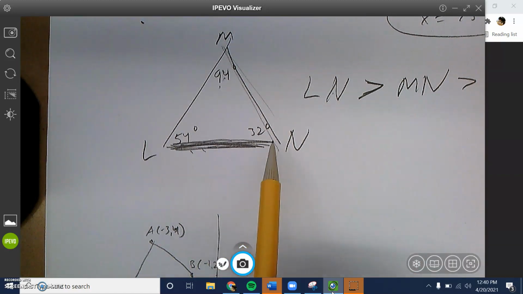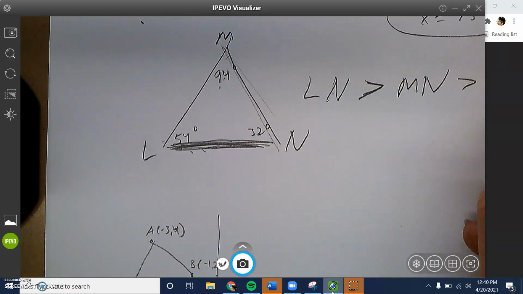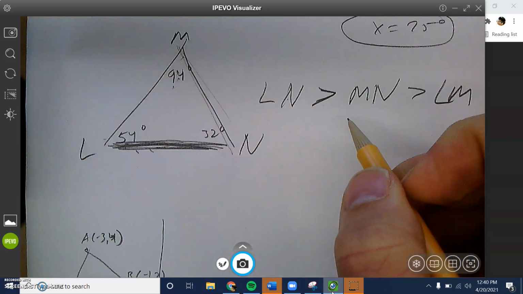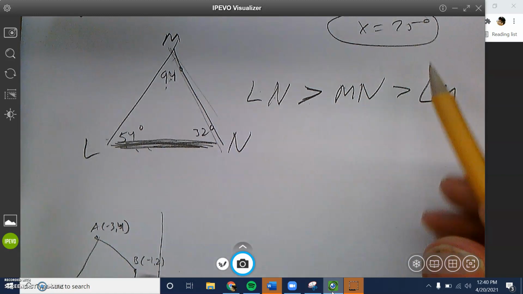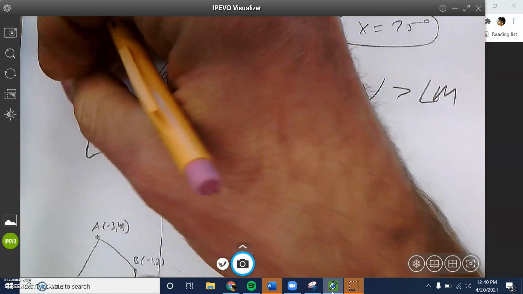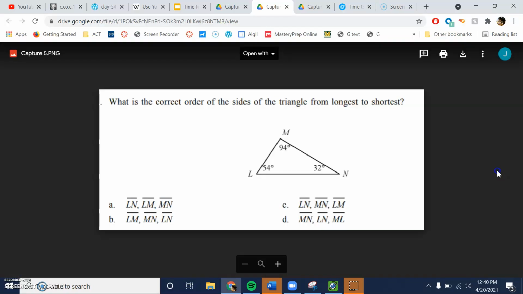And the smallest side is going to be opposite the smallest angle, so that's going to be LM or ML, like that. So we got biggest, middle, smallest. Pac-Man eats the bigger man. There we go. Okay, so LN, MN, LM. So that's going to be C. There we go. Nice job.